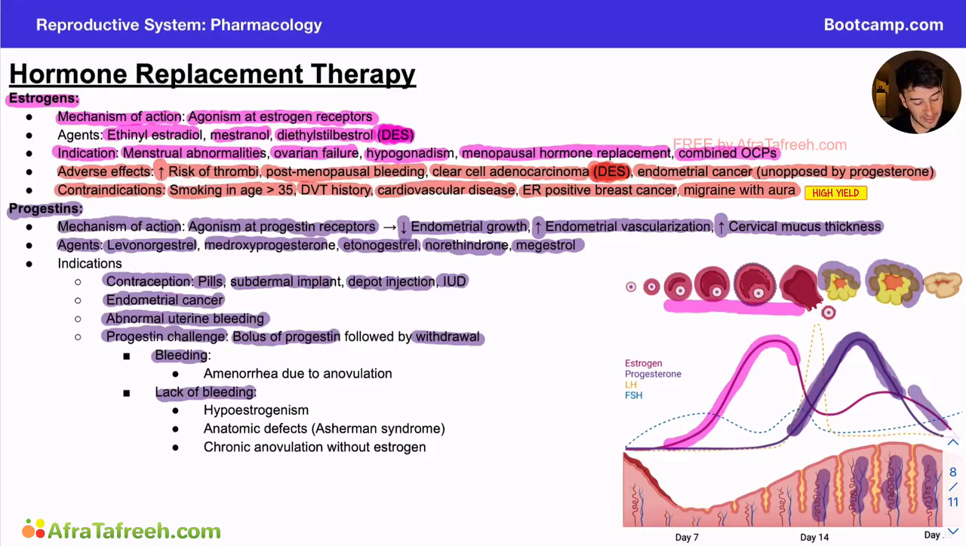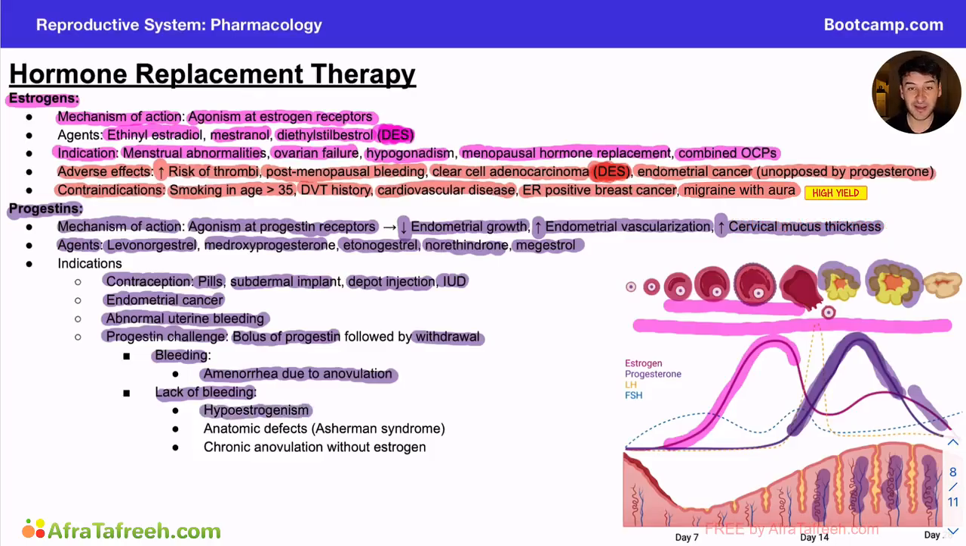And if we see bleeding, this is amenorrhea due to anovulation. And this makes sense because if we never have ovulation, we're going to have this consistent high peak of estrogen, and we're not going to have that corpus luteum formation. We're not going to have that big bolus of progesterone. And so if we can give that bolus of progesterone artificially and then withdraw it, we're going to get normal bleeding. And this is as opposed to our lack of bleeding, which is going to be due to hypoestrogenism.